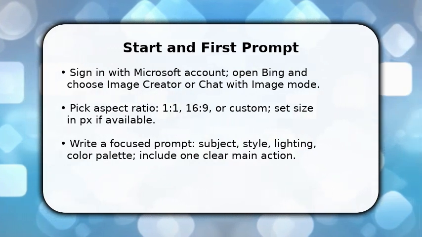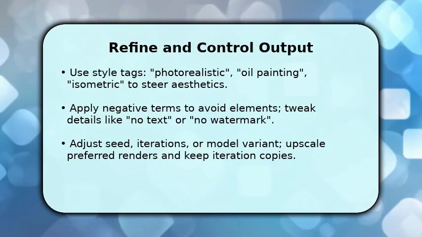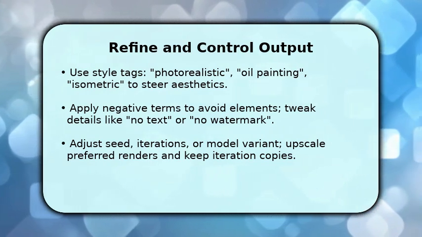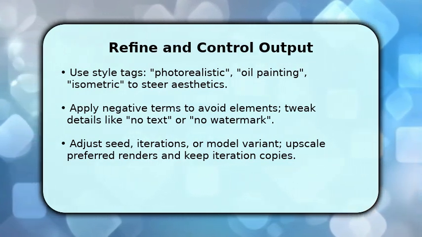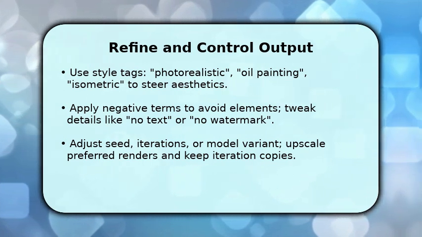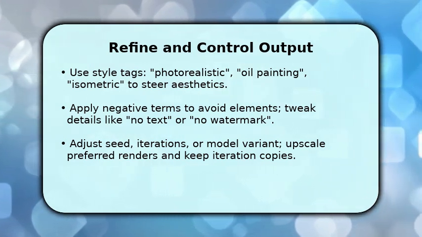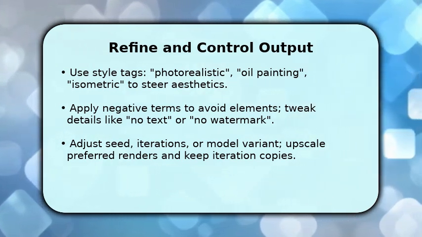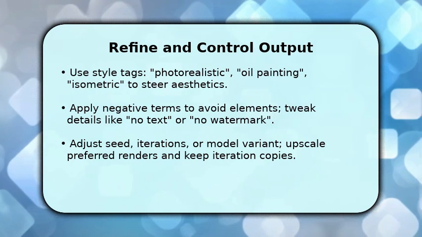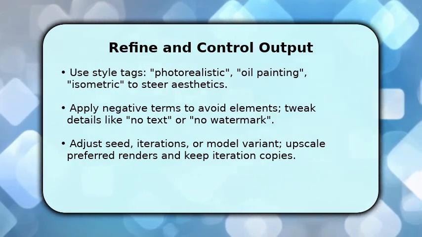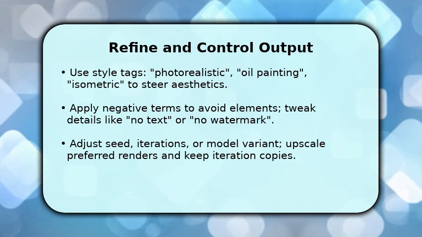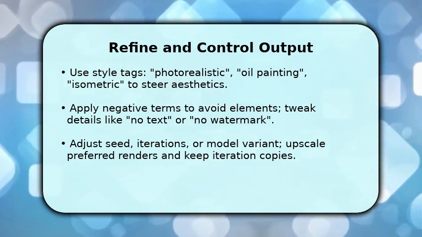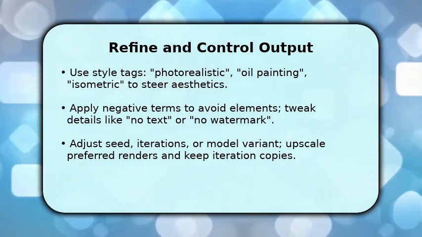Once you have initial images, refine by adding or removing specifics. Include style tags like photorealistic or oil painting, and use negative phrases, for example, no text or no watermark, to exclude unwanted artifacts. Make sure to experiment with seed or model variant options if available so you can reproduce or vary results predictably. You should also increase iterations or use the upscale feature on the best candidate. This sharpens detail and prepares the image for final output.